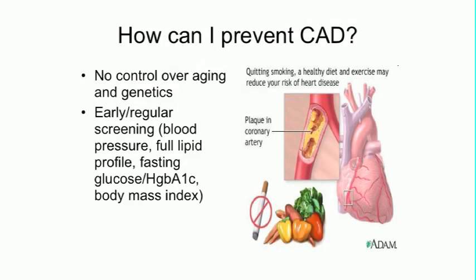So, those are the risk factors. Then the next question becomes, how can I prevent coronary disease? Now, we don't have any control over our sex or our age and our genetics. Those things we just don't have control over, and we have to live with our risk factors based on our genetics and our aging process. But there are things that you can certainly do.